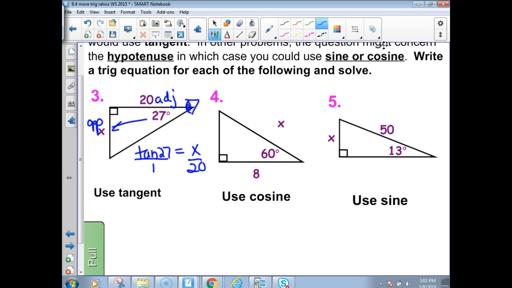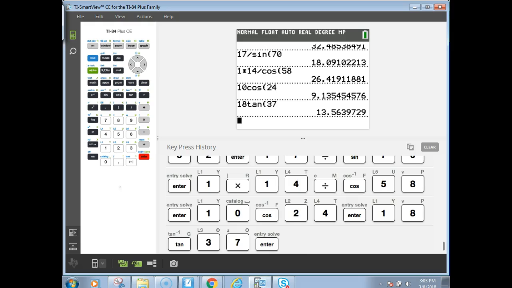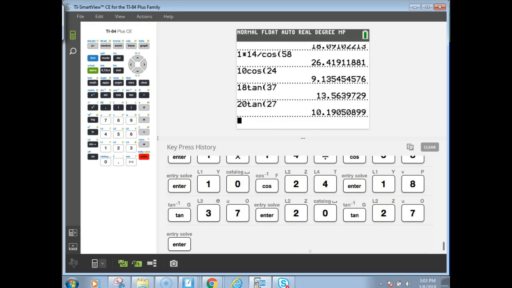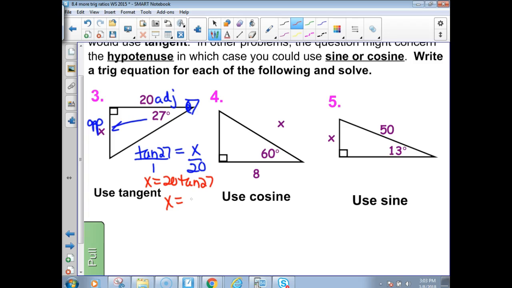And then I go ahead and calculate. I do my cross products property, and I get x equals 20 times the tangent of 27. And you could go ahead and type that. 10.2 to the nearest tenth. Okay, I'm going to start asking you guys calculations and setups after I do these three.